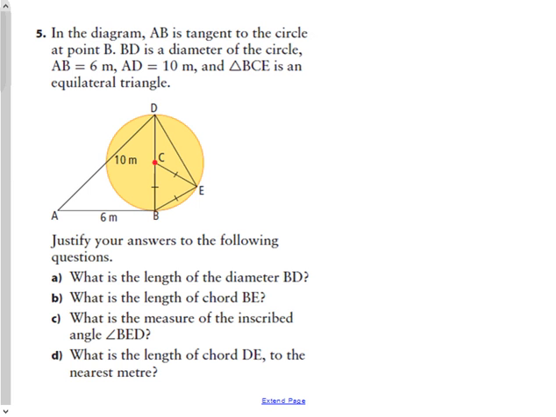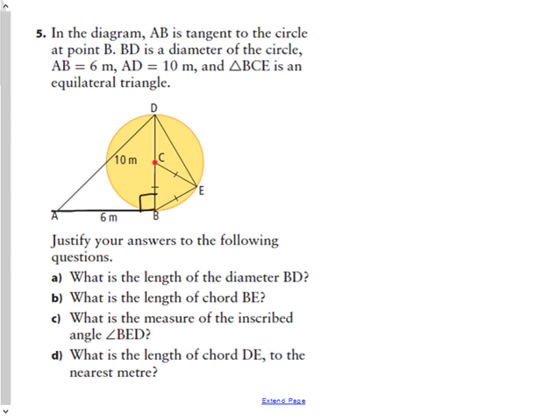Question 5. In the diagram, AB is tangent. Right away, there's AB, and it's tangent to the circle, which means boom, right away, before I start thinking, I'm going to put my 90-degree angle in. BD is the diameter of the circle. AB is 6 meters, and AD is 10 meters. Okay. And triangle BCE is an equilateral triangle. Well, that's good to know.